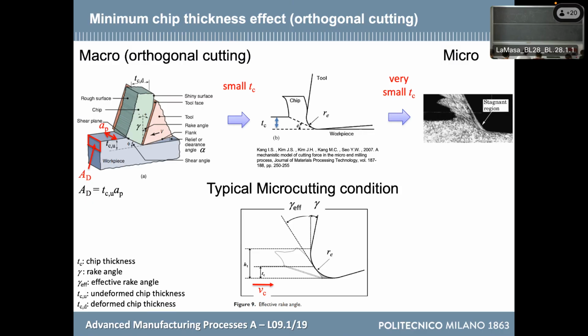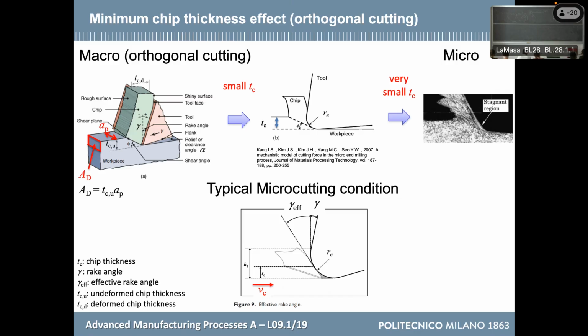It is the most important one also for our calculations. So VC is here. The tool is moving like this, or the material is moving like that. We don't care. We care only about the relative motion. And so the chip slides on the rake face, as I told you also last time. You see the basic dimensions that are important for us.